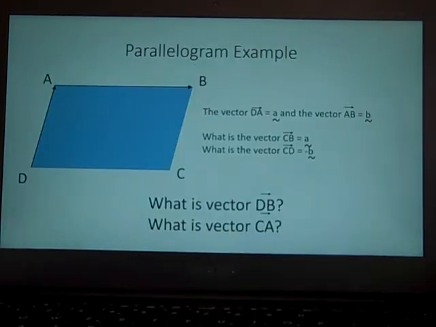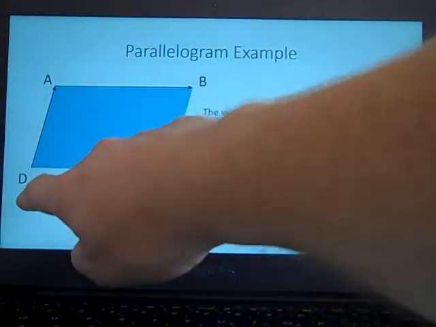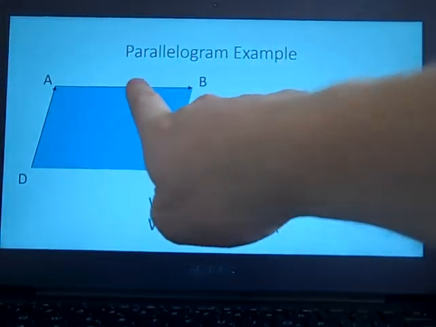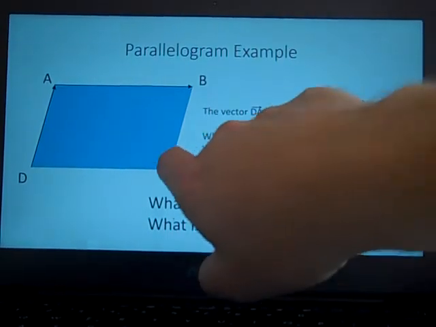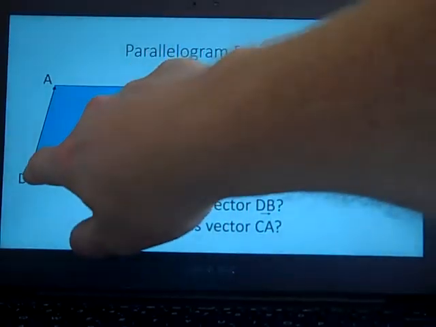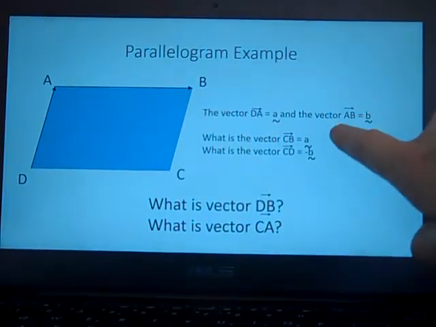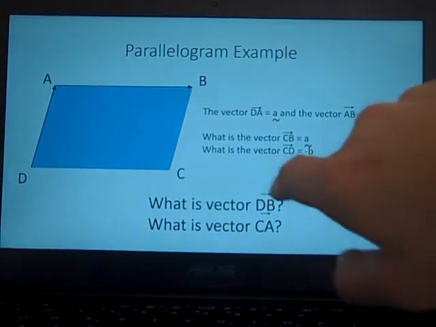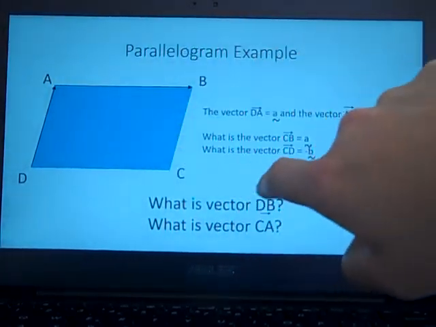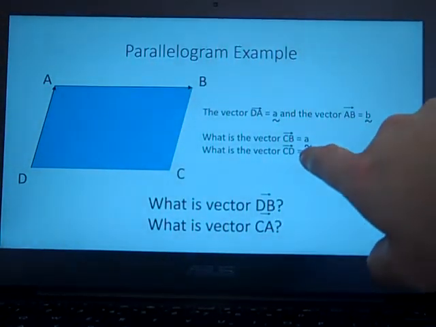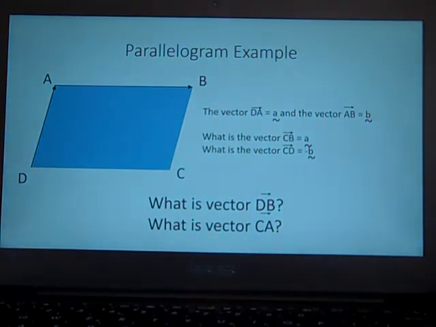Alright, so moving on. Remember from last time we did a parallelogram example. We talked about the vector D to A being a, the vector A to B being b, and we did what is the vector C to B. C to B is parallel to vector D to A, going in the same direction, so it's the same vector. And then C to D is parallel to A to B, but going in the opposite direction, so it was negative b. The questions today to think about is what is vector DB and what is vector CA.